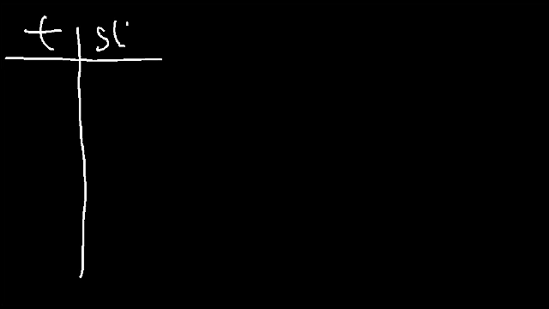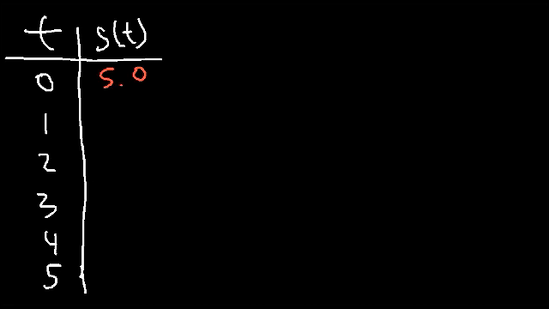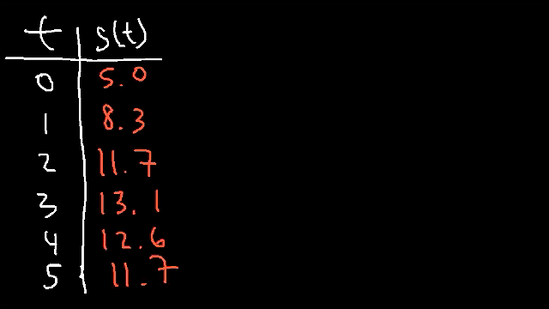Now let's say you have a data table with time and position. And let's say you have the following values. What is the average velocity in the first 2 seconds? How would you calculate the average velocity of the particle in the first 2 seconds? What would you do?